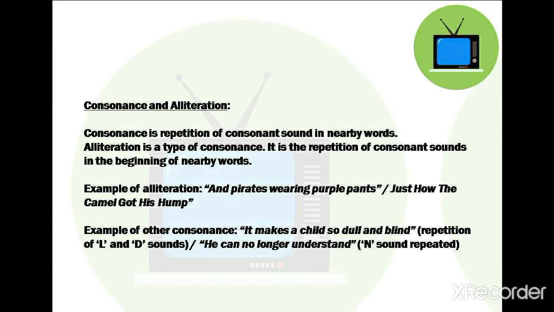Example of other consonants: "it makes a child so dull and blind." Repetition of l and d sounds. "He can no longer understand." N sound repeated.